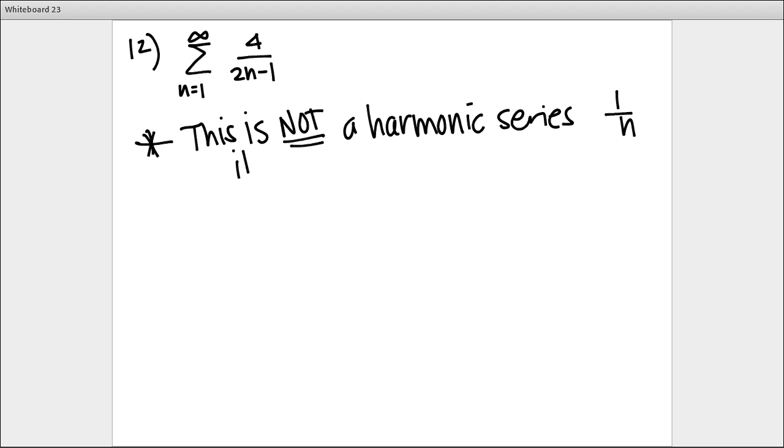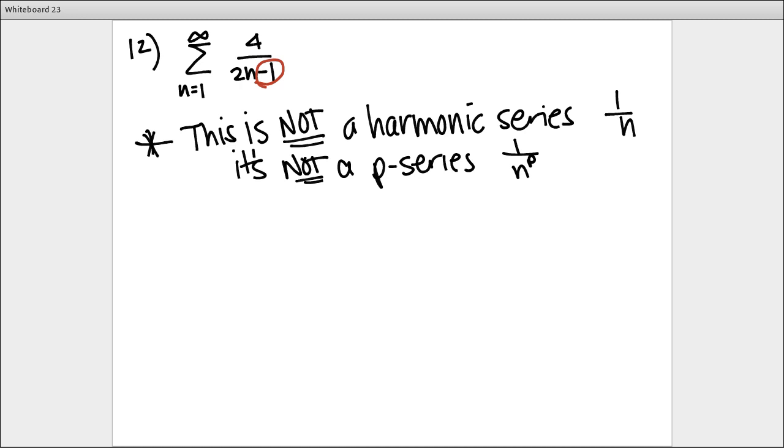Harmonic series is 1/n. It's not a p series. A p series is 1/n to the p. What's messing it up? That -1 right there in the bottom. That guy right there, messing it up. It is no longer a p series because of that 2n minus 1 in the bottom, right?